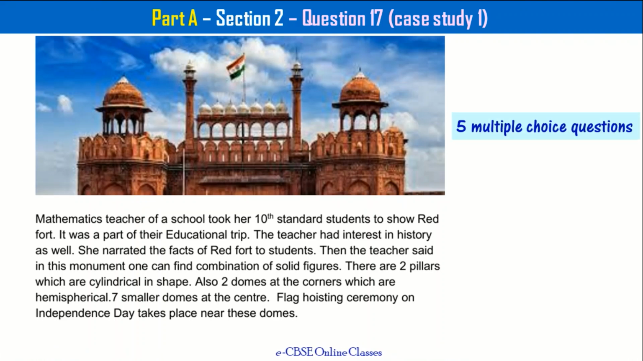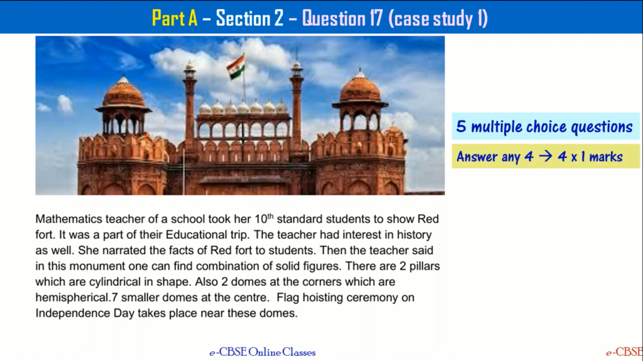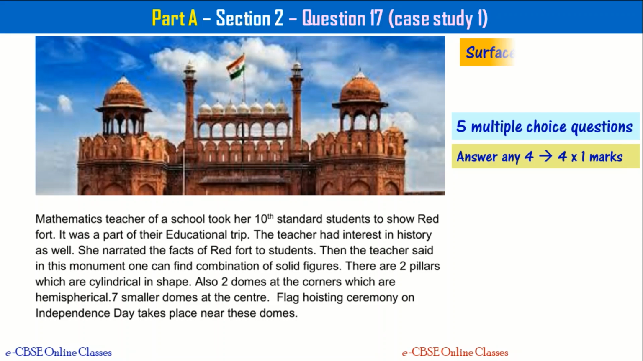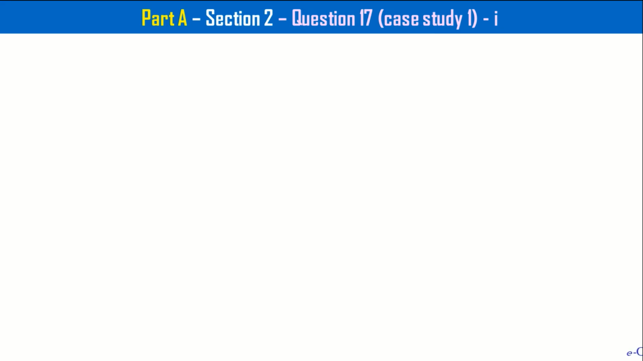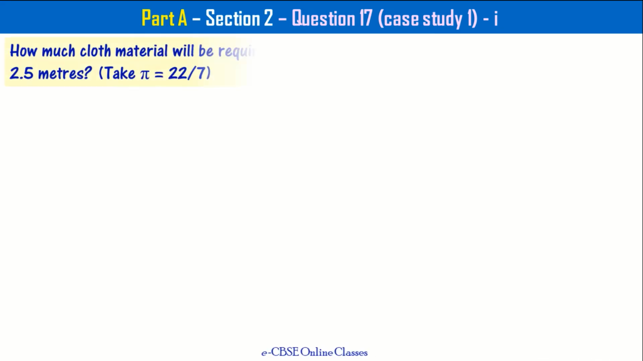This case study has 5 multiple choice questions, out of which you have to answer 4 questions, each carrying 1 mark. So you will get 4 marks out of this case study. And this case study is from the surface areas and volumes chapter. Let's take a look at subpart 1 of question number 17.